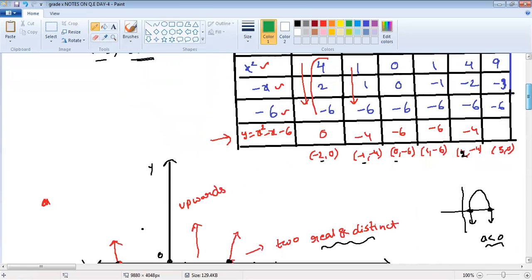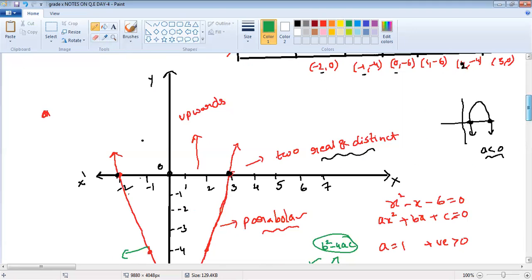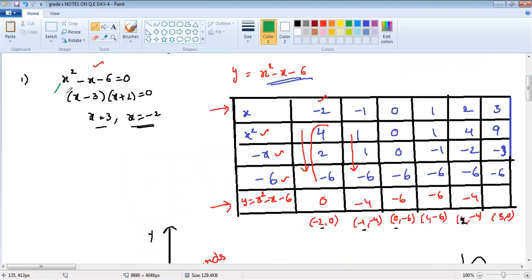See, first of all, I have shown that one. ax square plus bx plus c is equal to 0 represents a quadratic equation. We have the methods to solve that, splitting middle terms and quadratic formula, already we learned it. And the next one is the graphical method. So this is a graphical method. See here the coefficient of x square is positive. Here coefficient of x square is greater than 0. Therefore, the graph is open upwards.